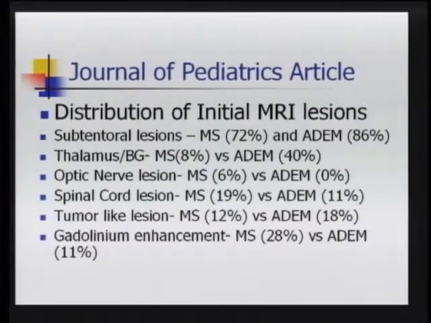The distribution of the lesions on the MRI are fairly characteristic. Infratentorial lesions were about the same, but thalamic or basal ganglia lesions were much more prevalent in children who have pediatric ADEM. Optic neuritis, as you would expect, was more prevalent in kids with MS. Spinal cord lesions were also more prominent in the pediatric MS group versus ADEM. Tumor-like lesions that look like an astrocytoma on the MRI were a little bit more prevalent in patients who had ADEM. And then, of course, patients who had gadolinium enhancement were much more likely to have pediatric MS as a final diagnosis.